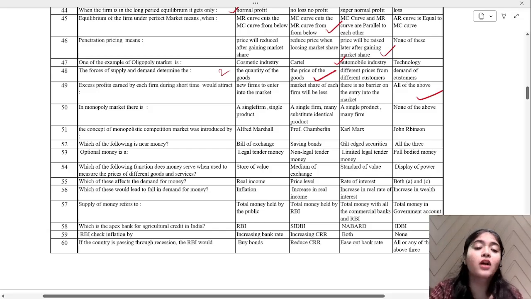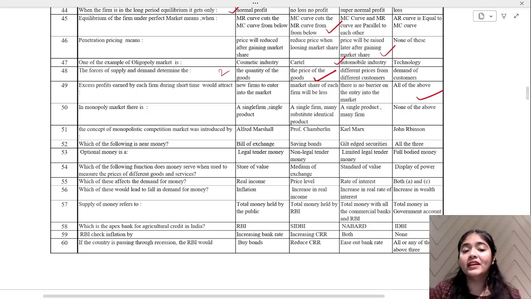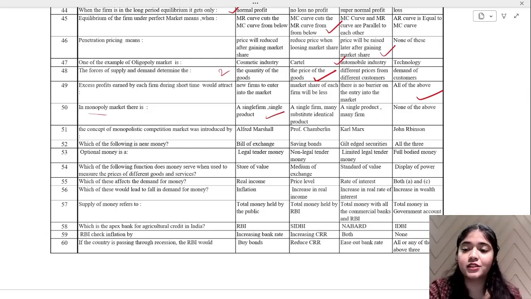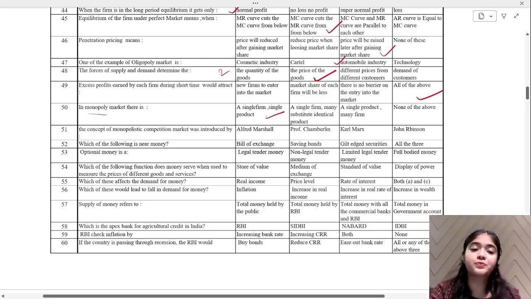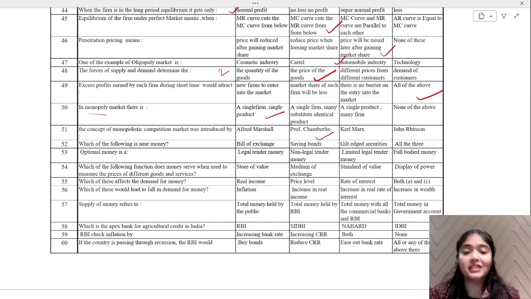Okay. Now, in a monopoly market, there is a single firm, single product; single firm, many substitute identical products; a single product, many firms; or none of the above. Monopoly, when it comes to mind, single firm, single product. Very good. Yes, let's go ahead. Now, the concept of the monopolistic competition market was introduced by Alfred Marshall, Professor Chamberlain, Karl Marx, or John Robinson. Tell me, who introduced this concept to us? Yes, that's correct, Professor Chamberlain.